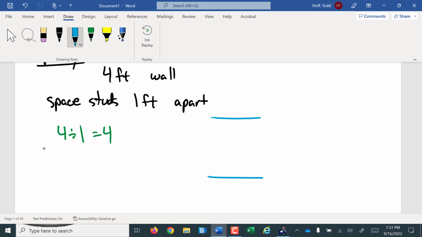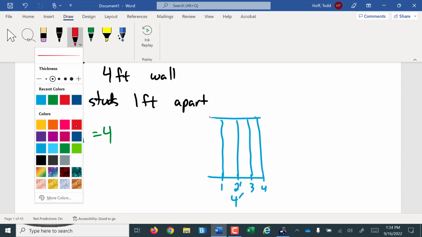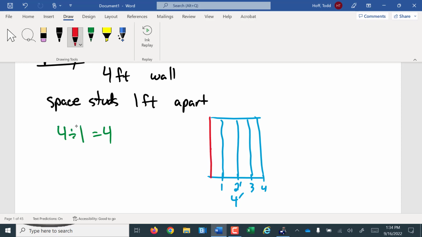So if this is a 4-foot wall, you have a stud at 1 foot, another one at 2 foot, another one at 3 foot, and another one at 4 foot. Well, there's our 4. What's missing? 1 at the beginning. When you just divide, you miss the 1 at the beginning. So when you divide that out, you have to add 1 to it.